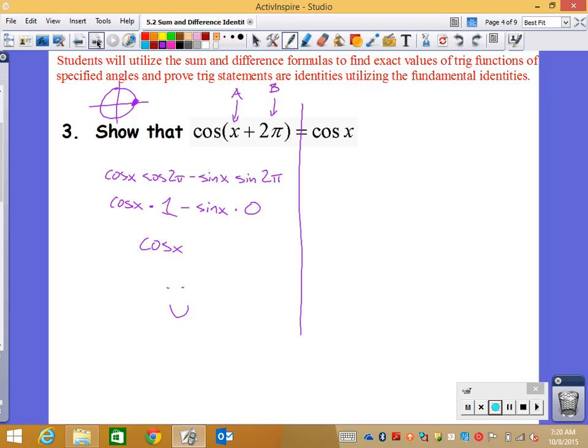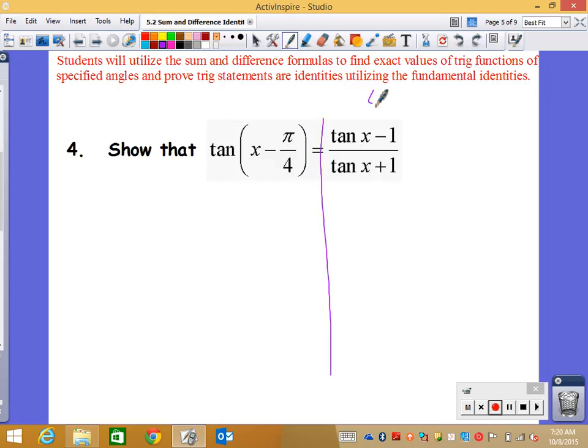So I'll rewrite that on this page here. Tangent A plus B is equal to tangent A minus tangent B, all divided by 1 plus tangent A, tangent B. So let's figure out what A and B are. A is this x value again, B is pi over 4. So let's just plug in what I know into my formula.